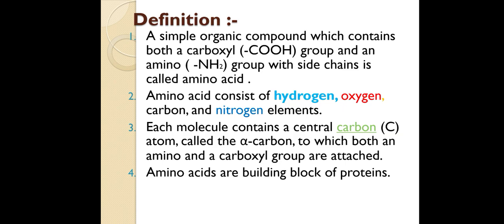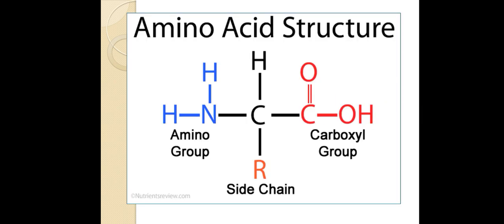Now we have listened to and watched the definition of amino acid. Amino acids contain four elements: hydrogen, oxygen, carbon, and nitrogen. Carbon is situated at the center point, so it is called the alpha carbon. And the carboxylic group is attached to the side chain. So we will go further.